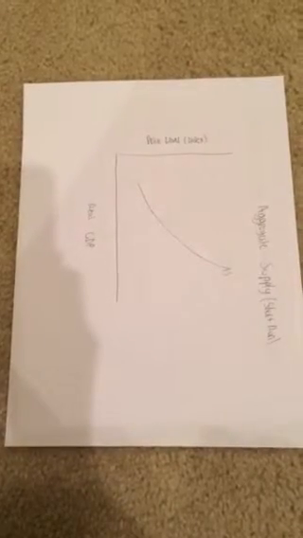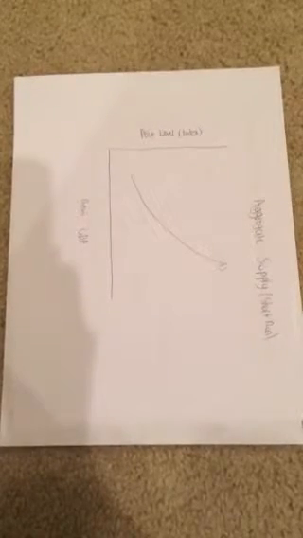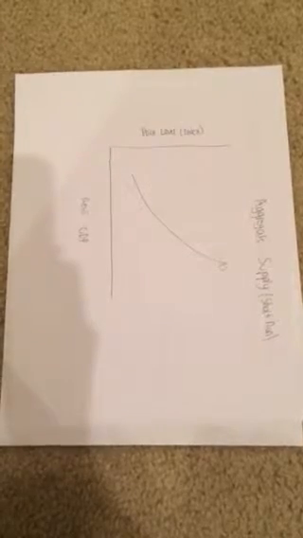Now let's look at the short-run aggregate supply curve. The short-run aggregate supply curve is upward sloping and shows the relationship between a nation's price level and the amount of GDP that the firms in the economy produce.